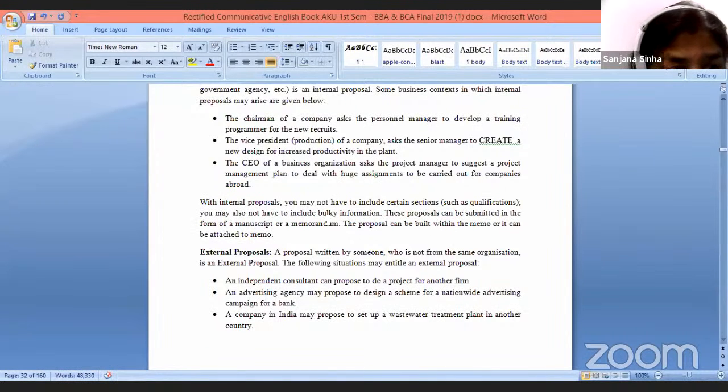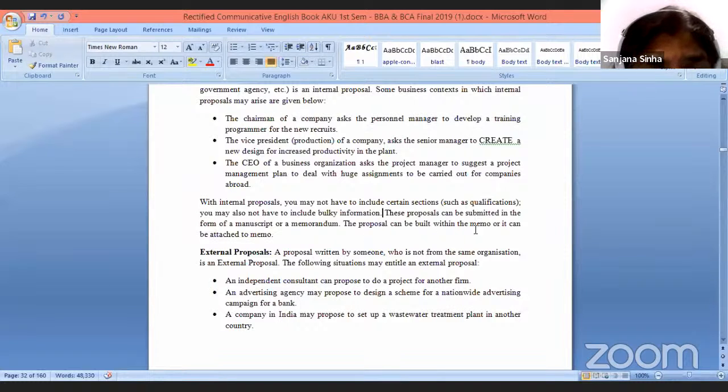You may also not have to include bulky information. There is no need to give a lot of information about yourself, like your work experience, your knowledge, your expertise. No need to write that because you're working there. This is an internal proposal, and people working there already know about you.